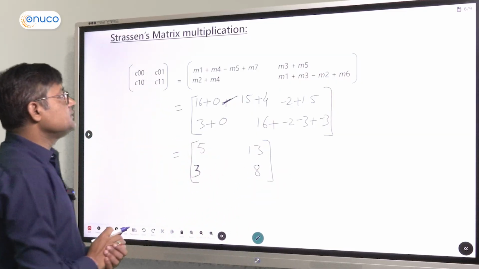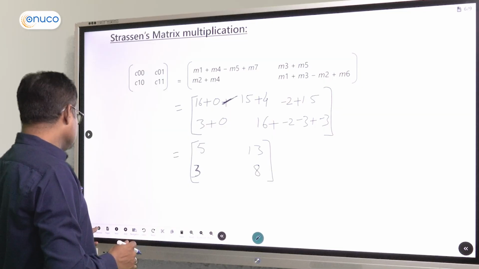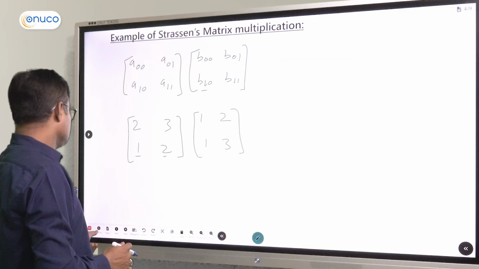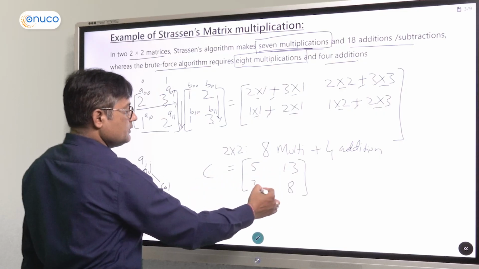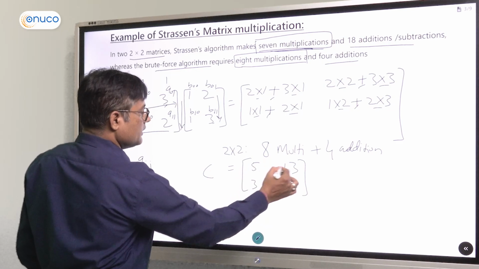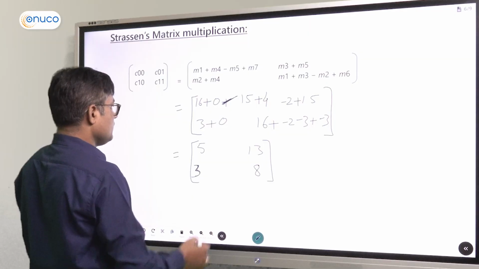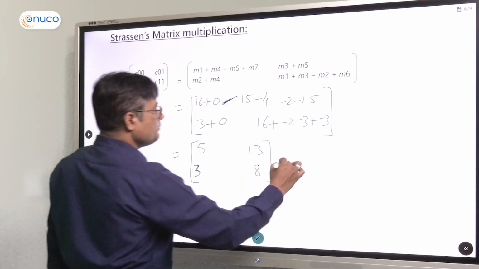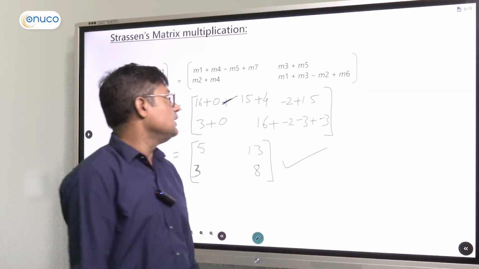This is based on Strassen's matrix multiplication. So let us see whether you are getting the same answer. 15, 13, 3, 8. 100% we are getting the same answer by using Strassen's matrix multiplication.